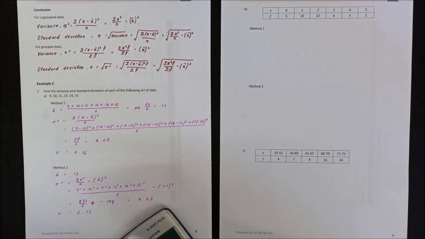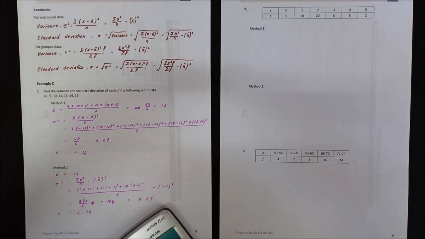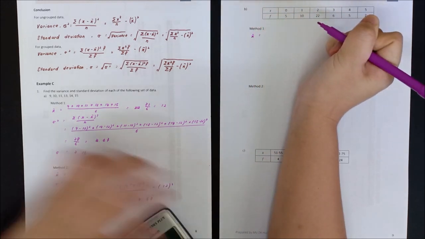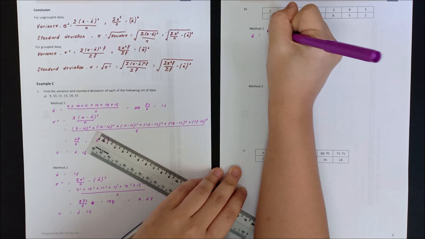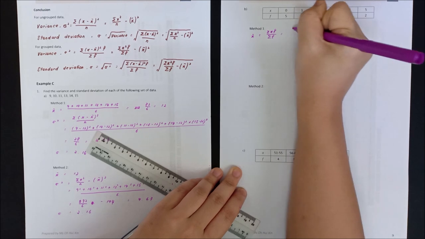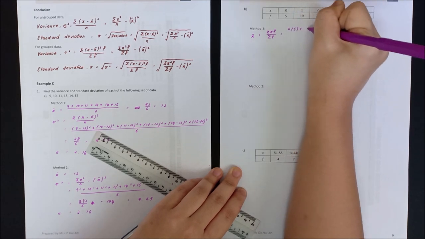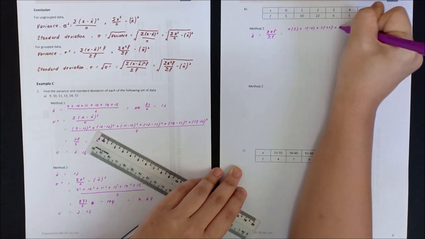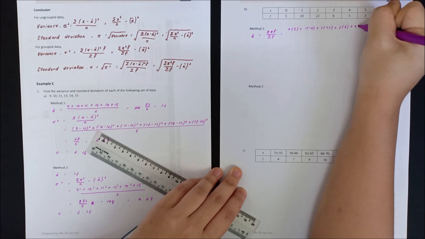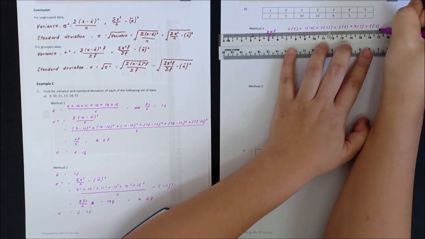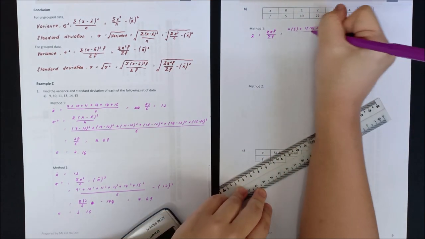So yeah, method one. Same thing, you need to try to find out your mean first. So sum of x times f divided by sum of f. So 0 times 5 plus 1 times 10 plus 2 times 22 plus 3 times 6 plus 4 times 5 plus 5 times 2, divided by total frequency.